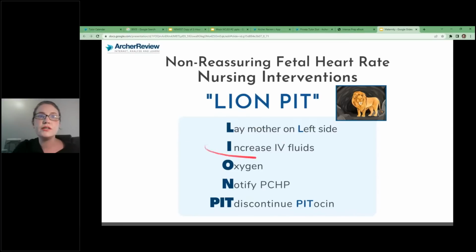We want to increase IV fluids for the same reason. If we increase the blood volume, we increase how much blood and oxygen will get to the fetus. That's also why we give the mother oxygen. We put on high flow oxygen because if we oxygenate the mother's blood, that oxygen will go to the fetus. And then very last thing we do, we notify the healthcare provider. But first we do all of those other things.